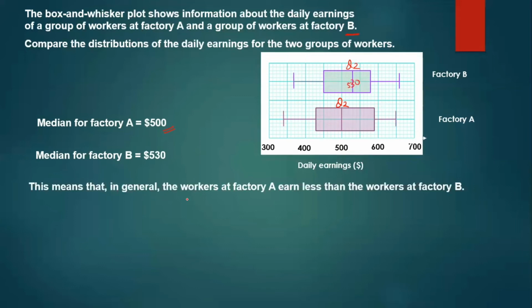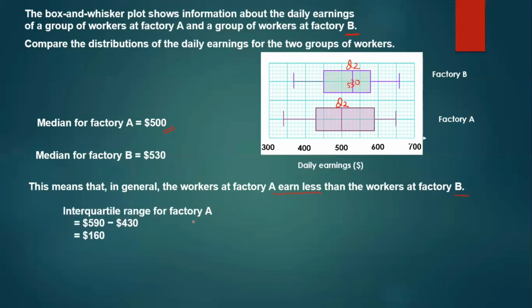This means that in general the average earnings of the workers of factory A are less than the workers of factory B. So this is how from the median we can understand that the workers of factory A earn less than the workers of factory B.